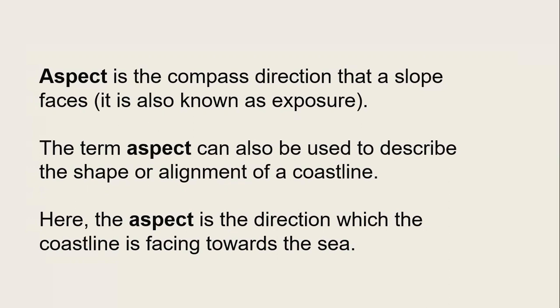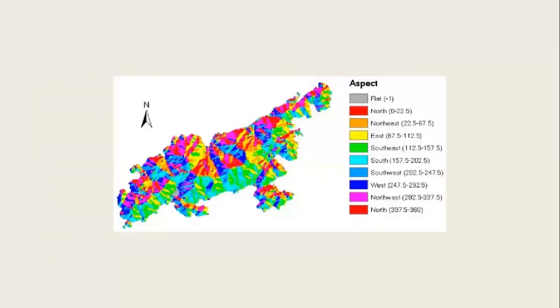The term aspect can also be used to describe the shape or alignment of a coastline. Here, the aspect is the direction which the coastline is facing towards the sea. See, these kinds of maps we can generate. The different colors represent different slope directions: flat, north facing slope, northeast, east, southeast, south, southwest, west, northwest, likewise north. These kinds of slope facing, in which direction, that is connected with aspect.